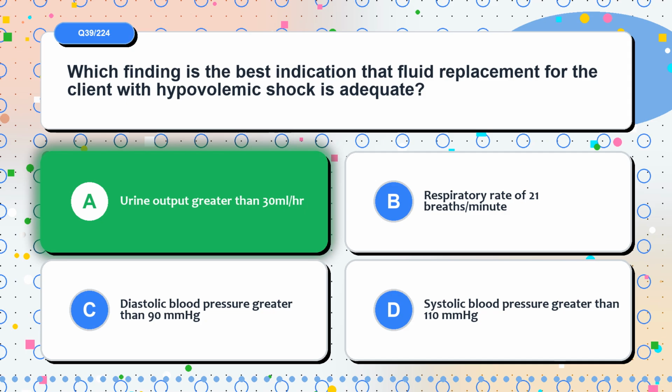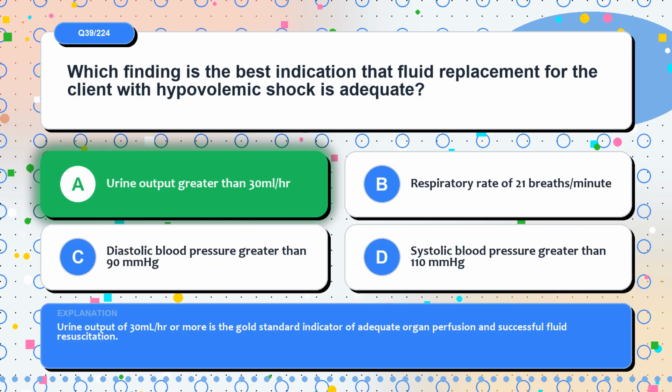The correct answer is option A. Urine output greater than 30 ml/hr. Urine output of 30 ml/hr or more is the gold standard indicator of adequate organ perfusion and successful fluid resuscitation.